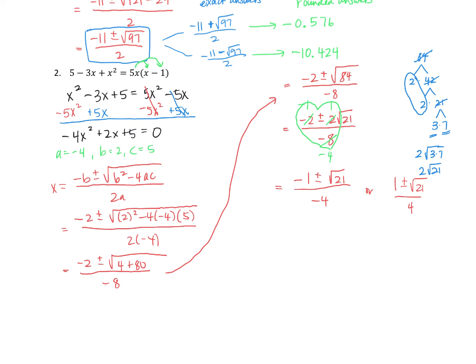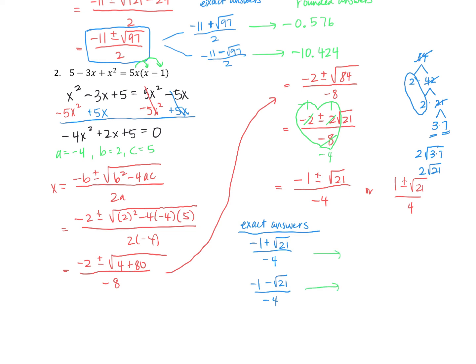Okay, so those are the exact answers. Remember that you have to find the approximate answers as well. So I'm going to write out both exact answers separately. So the exact answers I get, negative 1 plus the square root of 21 over negative 4, and negative 1 minus the square root of 21 over negative 4. Those are the exact answers.